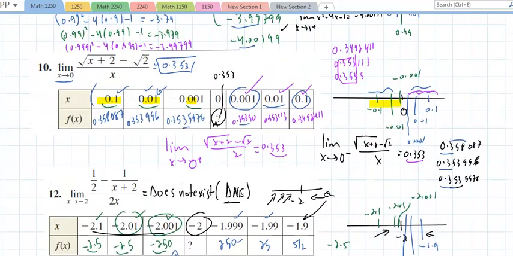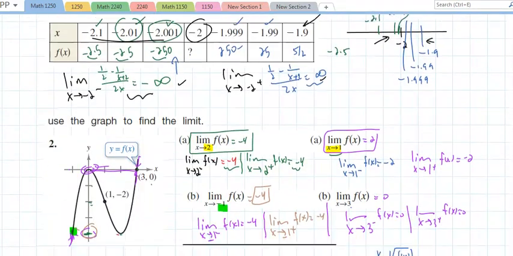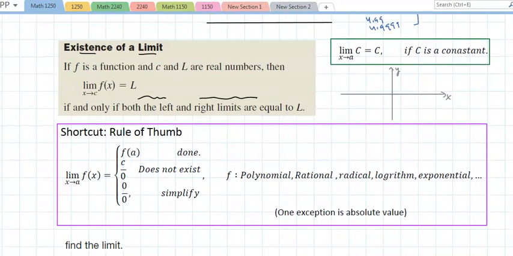So a limit exists if the left and the right are equal. If the left isn't equal to the right, the limit does not exist. So if the limit as x approaches a number from the left of f of x equals this number, and the limit as x approaches the number from the right of f of x is equal to the same number, we say the limit exists. Otherwise we say the limit does not exist.